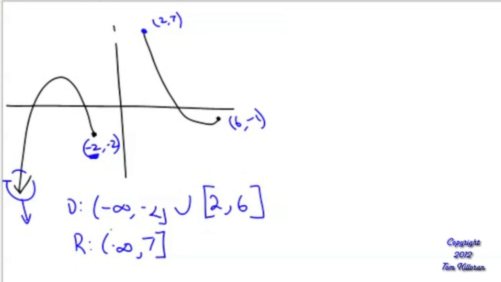I would think that would be infinity because it's an arrow that goes up on this one over here.